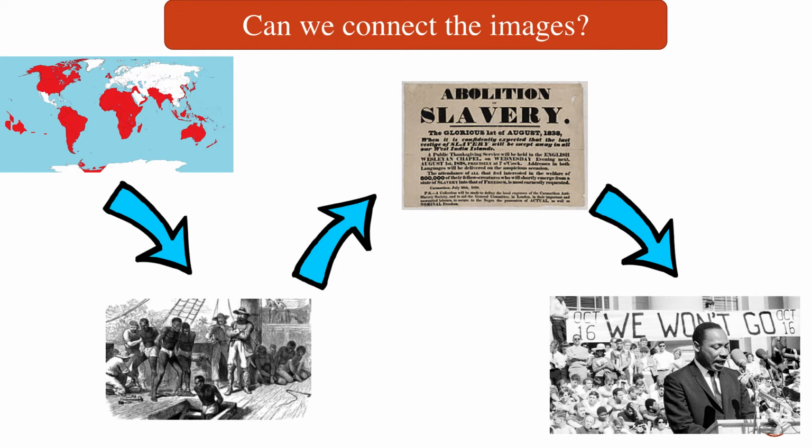We've got an image of slavery over here. So, we've got people forcibly taken from Africa to the Americas and Britain in these ships. Then we've got the abolition of slavery, and then we've got civil rights. I'm going to think about how these are actually connected. So, the first one is the British Empire.